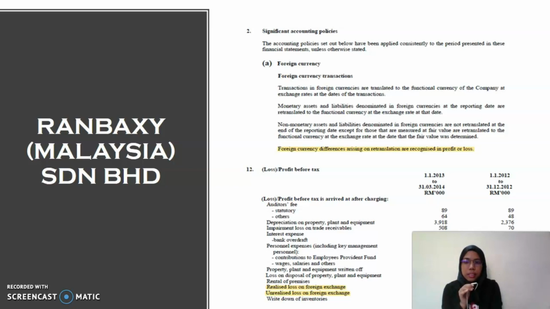Rambaxi Berhad also clearly states that the foreign currency differences arising on retranslation are recognized in profit or loss. Under this, Rambaxi also clearly states the amount in their annual report under the statement of comprehensive income. Whether realized or unrealized, foreign exchange must be recognized in profit or loss.